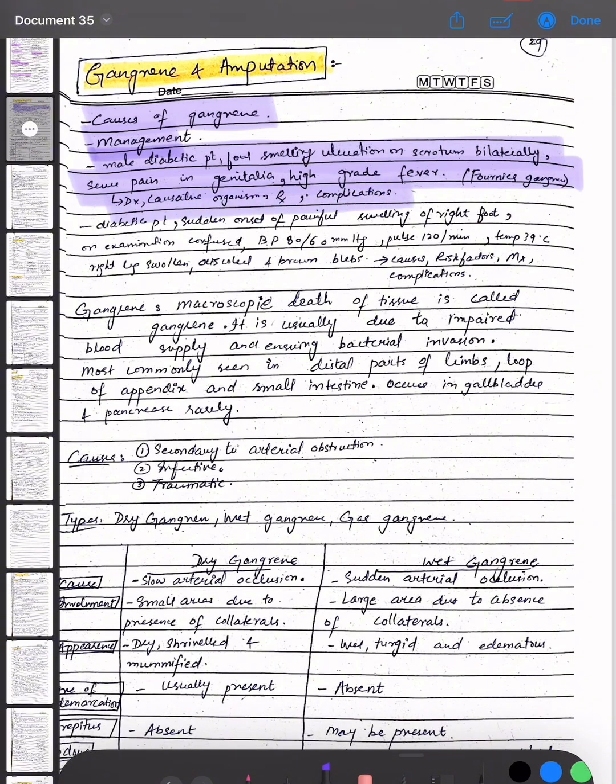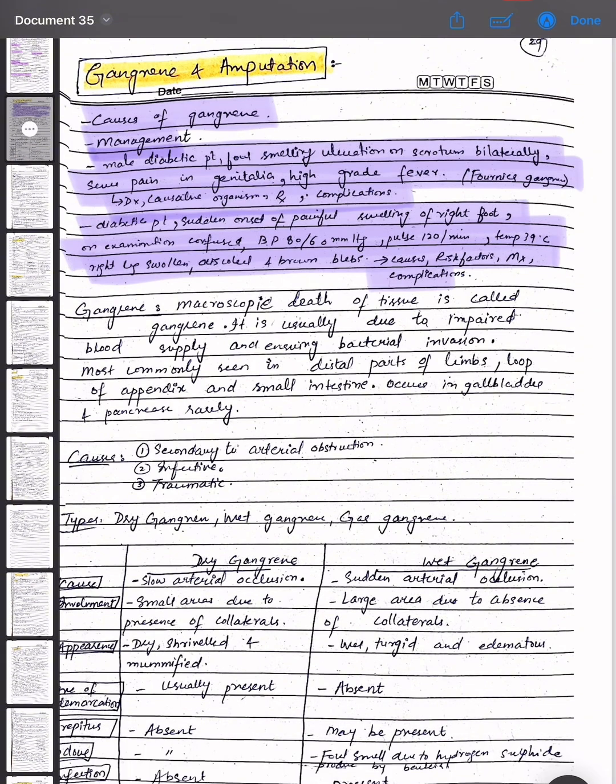The diabetic patient, sudden onset of painful swelling of the right foot, on examination, confused. Now, this is a scenario. These are the common and important things that we will be discussing. BP is 80/60, pulse is 120 per minute, temperature is 39 degrees C, the right leg is swollen, and brown blebs are present. What are the causes, risk factors, management, and complications for gangrene and amputation?